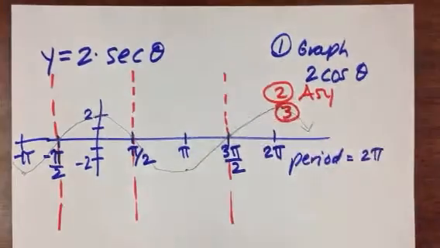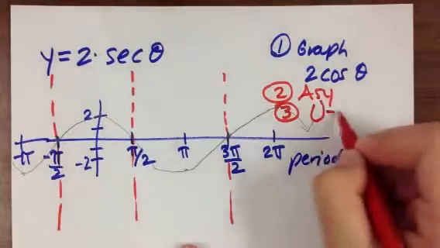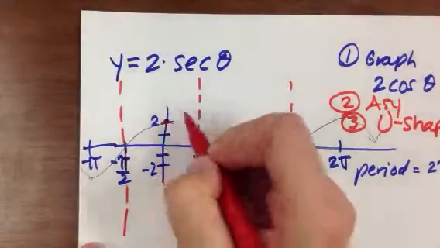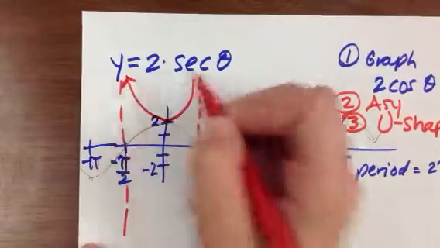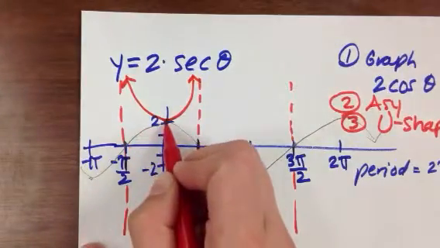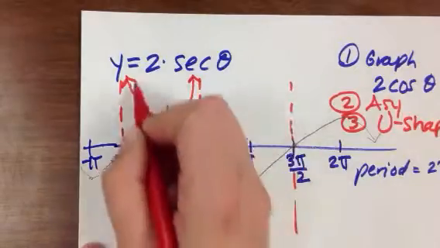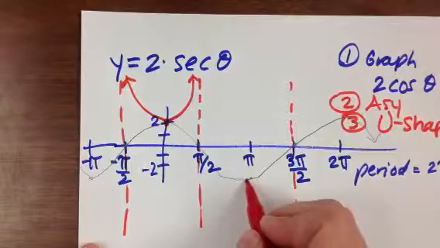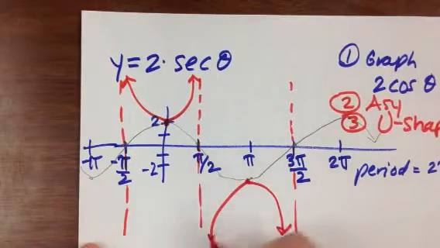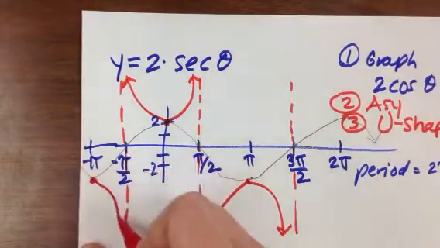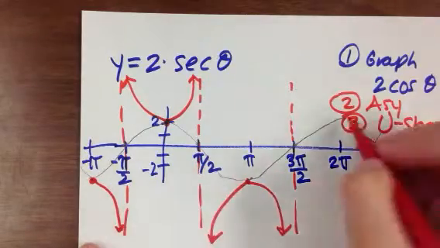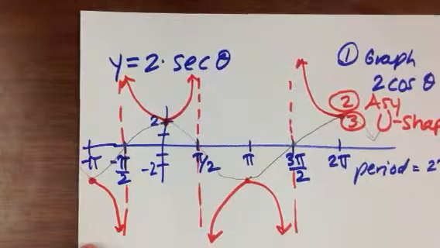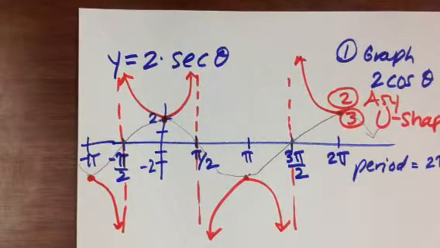Step 3 is drawing our U-shapes. So our U-shapes are going to occur right, see here we have a maximum value, and here then we draw our U-shape, which actually has a minimum value. So we just draw those in. We approach the asymptote but never touch it. So there I have graphed 2 times the secant of theta.